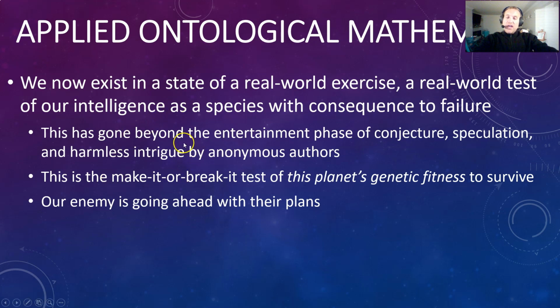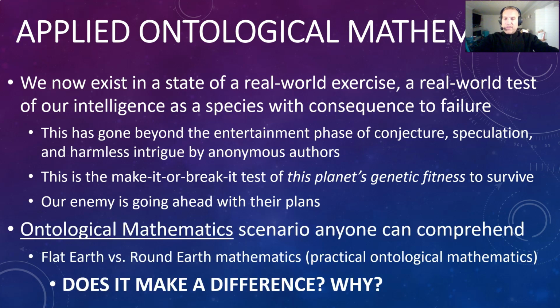Okay, this has gone beyond now the entertainment phase of conjecture and speculation and harmless intrigue by anonymous authors, referring to the ontological mathematics authors. This is now the make it or break it test of this planet's genetic fitness to survive reflected through our intelligence. Okay? Our enemy is going ahead with their plans regardless. We're going to have to stop them by acknowledging that this is what is happening and then stopping them politically or by whatever means.